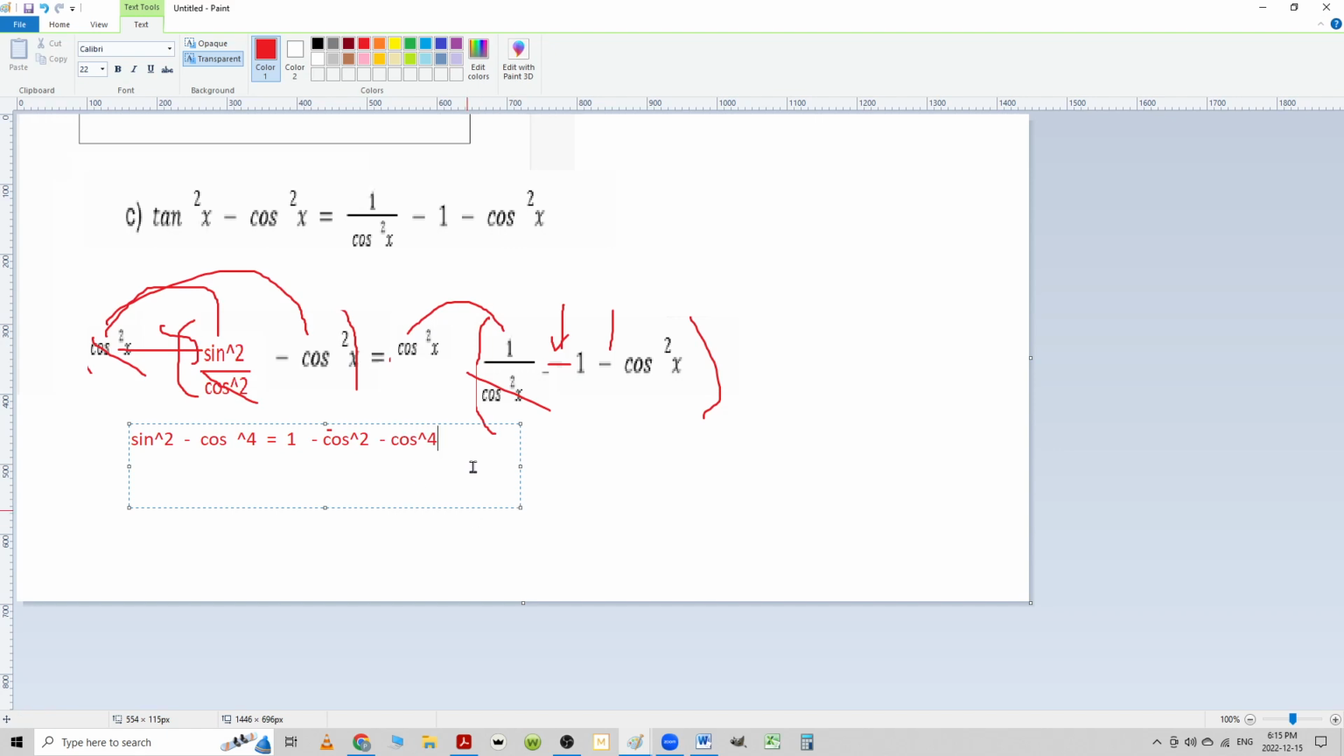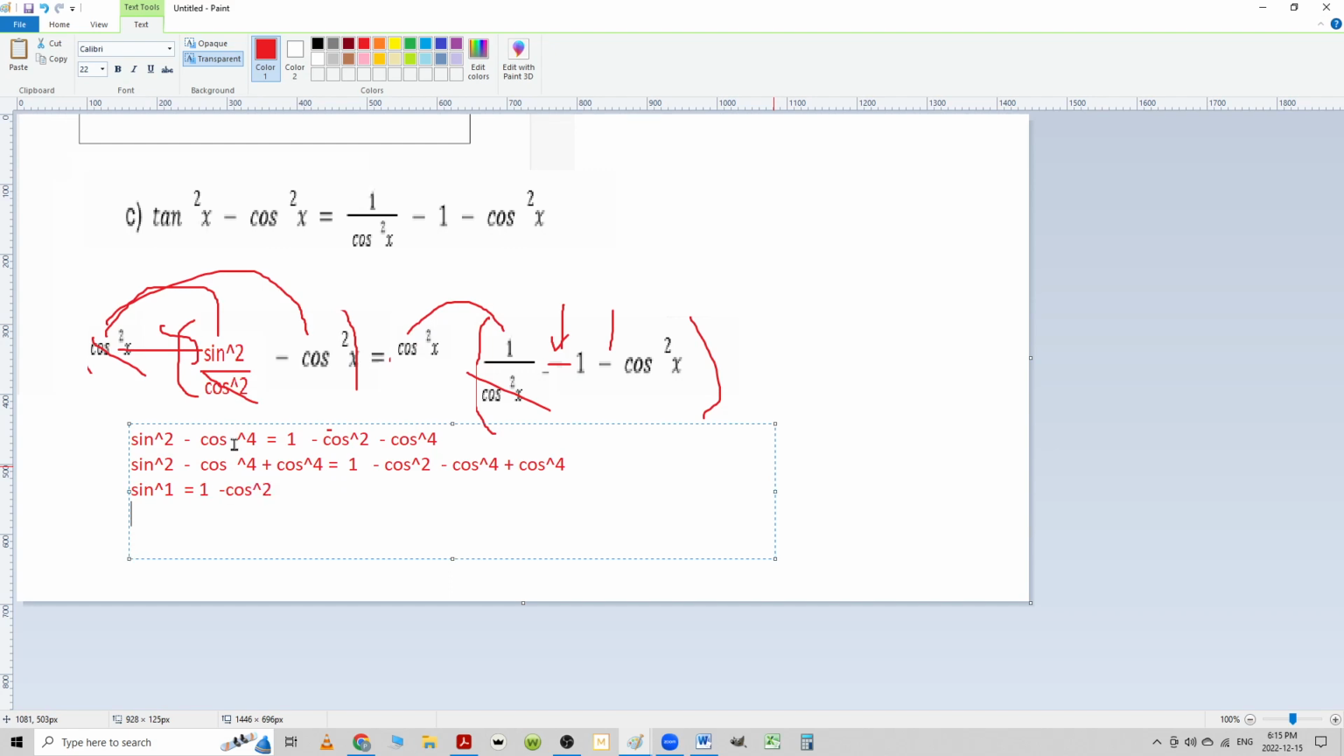If I add cos to the power of 4 to both sides, so I'll just make a copy. There we go, like that. So I'm going to just add cos to the 4 to both sides. You can see that all the cos to the 4's disappear. And I'm left with sine squared is equal to 1 minus cos squared, which is an identity.